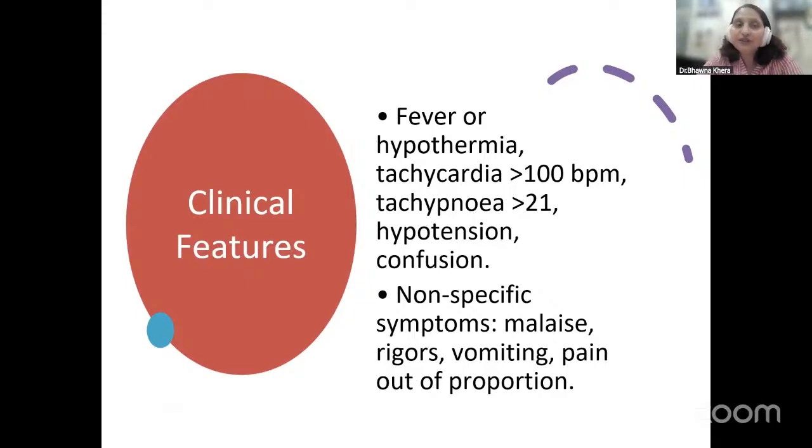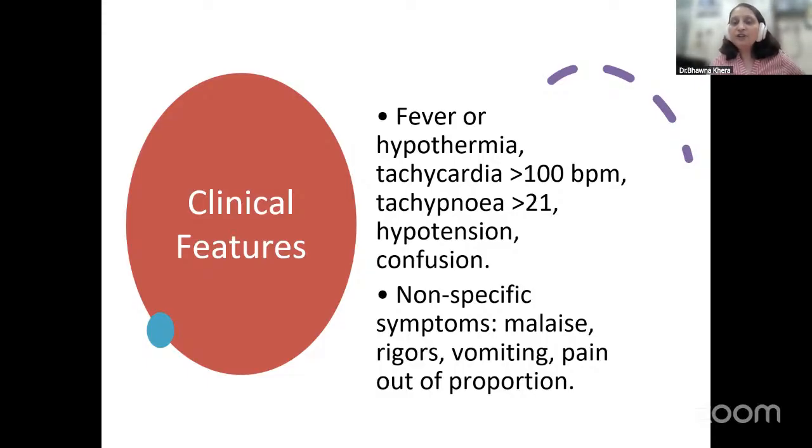What are the clinical features? Now this is important. This is important for the part 3 students as well, because with these kinds of features, you may have a structured discussion task this time because this is a recent update. So updated guidelines are a very favorite of the RCOG for the part 3 exam. So fever or hypothermia. Now remember, hypothermia is important as well, right? So it is fever or hypothermia and tachycardia, which is more than 100 beats per minute. Tachypnea is more than 20. Tachypnea is more than 21, and hypotension and confusion.